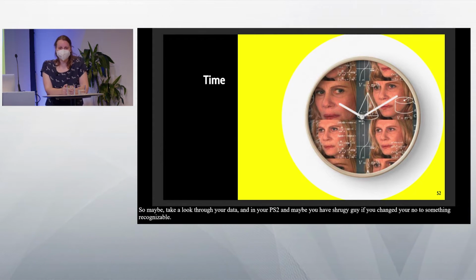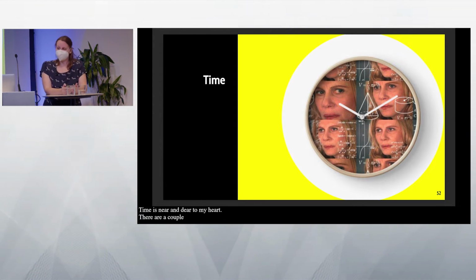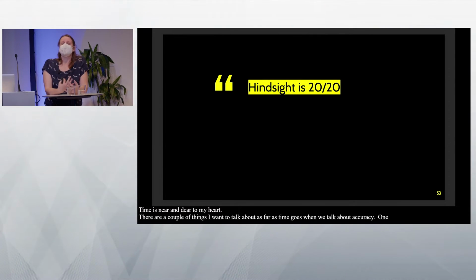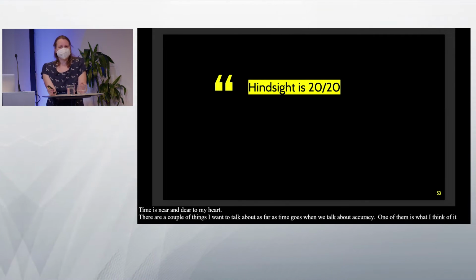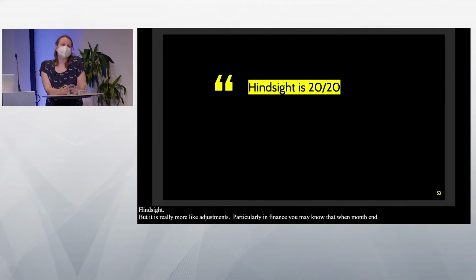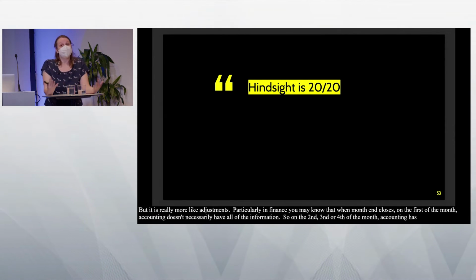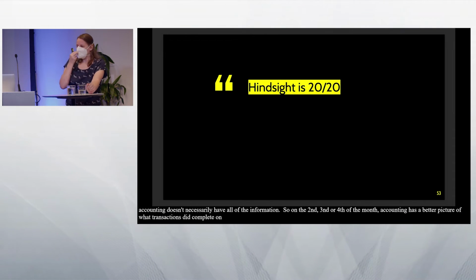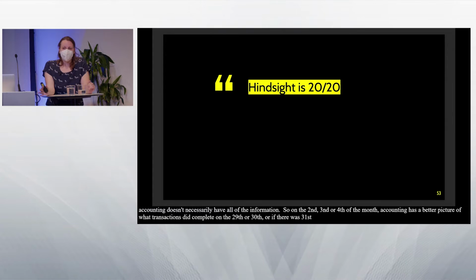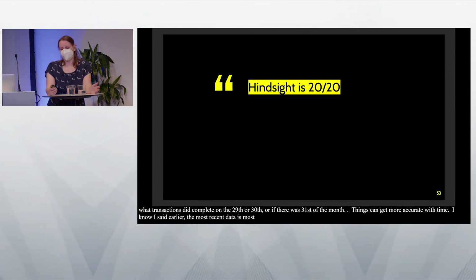Time is near and dear to my heart. There are a couple of things that I want to talk about as far as time goes when we talk about accuracy. One of them is what I think of as hindsight, but it's really more like adjustments. Particularly in finance, you may know that when month end closes on the first of the month, accounting doesn't necessarily have all of the information. So on the second or third or fourth of the month, accounting has a better picture as time has passed of what has shaken out, what transactions really did complete on the 29th, the 30th, if there was a 31st of the month. So things can get more accurate with time. I know I said earlier that timeliness, the most recent data, is most likely to be complete and accurate, and this is an example of that.